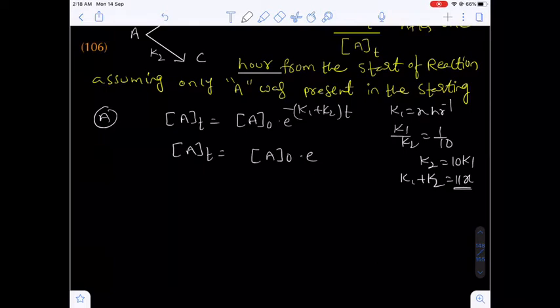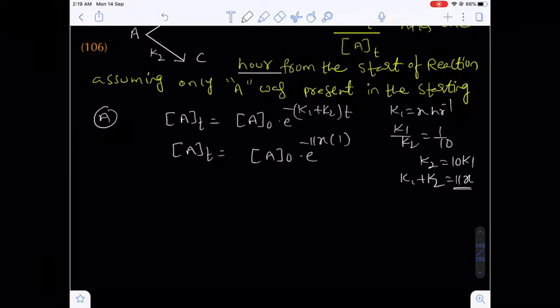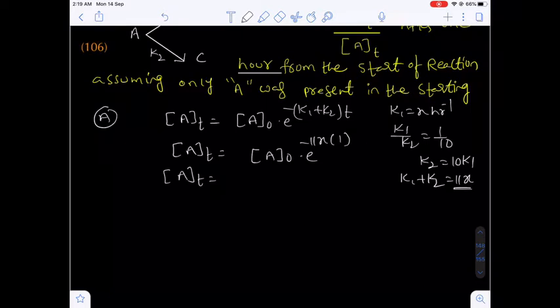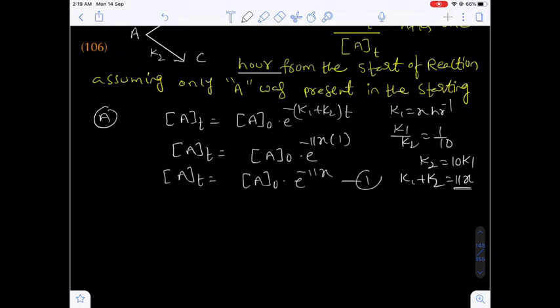So here instead of K1 plus K2 I am writing 11x, minus 11x. What is the time period given? 1 hour. So minus 11x. Are you getting my point? Once again I am writing concentration of reactant A at a certain time interval t, that will be equal to A0 into e to the power minus 11x, equation number 1.